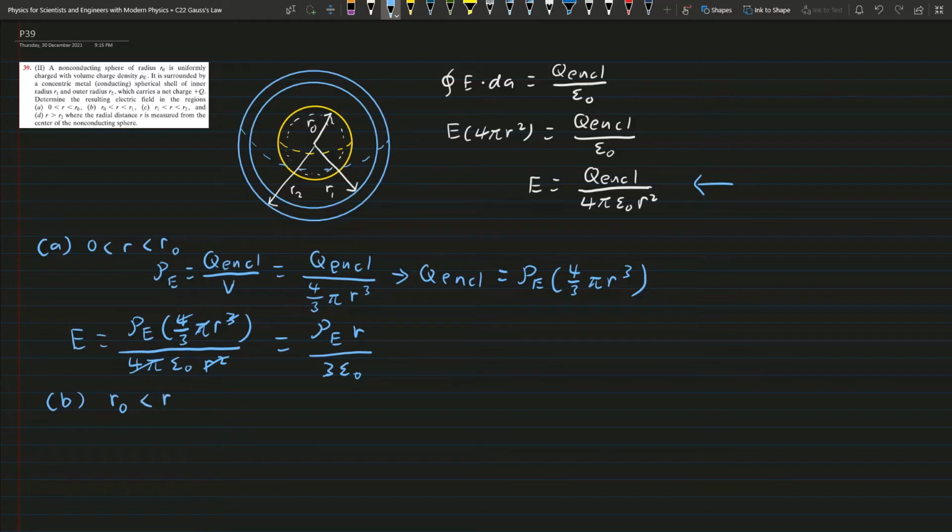B is in the range between R naught and R1. So we can draw somewhere here. We apply back the same formula, but in this case, this Q enclosed equals rho e multiplied with the volume, which is 4/3 pi R naught cubed. Because you can see in case B, this will enclose all the charge until it reaches R naught, which is the volume of this internal non-conducting sphere.